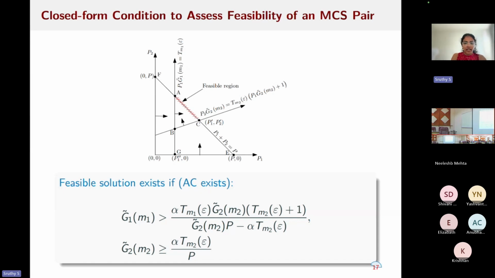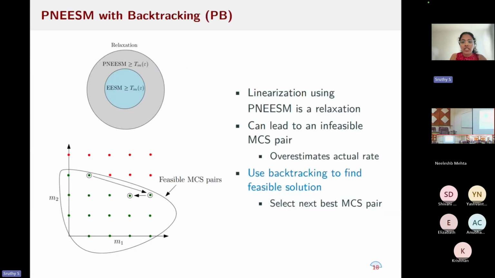So good enough, we found the answer, right? But there is a catch. Why? Because this linearization using power normalized EESM is a relaxation. What does that mean? Let's say the solution obtained using the EESM constraint lies here in this blue region. But when we use power normalized EESM, the solution lies in the bigger circle. So it can lead to an infeasible modulation and coding scheme pair, and thus it overestimates the actual rate. So we need to find some method to get the optimal modulation and coding scheme pair.